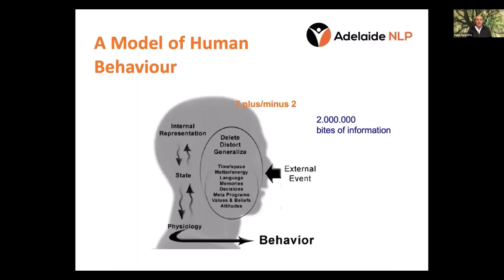And so NLP is beautiful because we actually study each one of these parts and we can make a change. Unfortunately, I can't really point to the screen, but we can make a change at what we call the filters. That is where we distort, generalize, etc. information so that it changes the very information that we're getting in. We also can make change at the internal representation, the state, the physiology, all with different processes that allow us to get different results in the world.